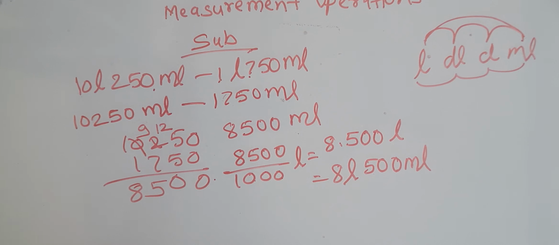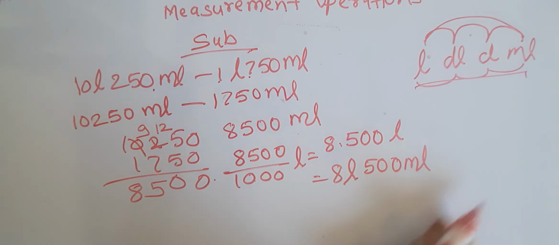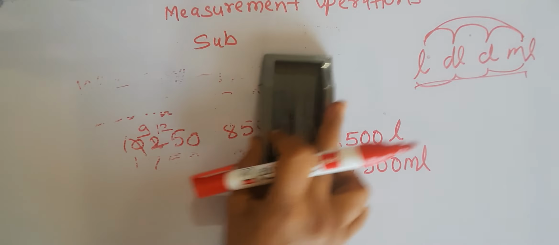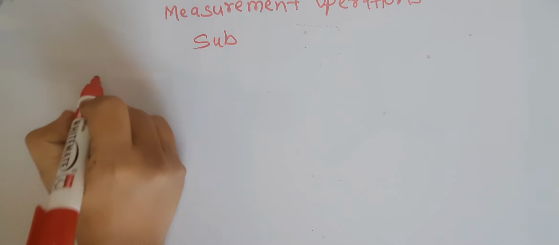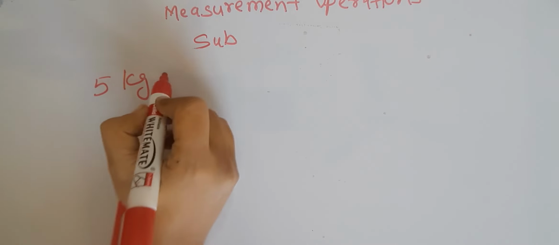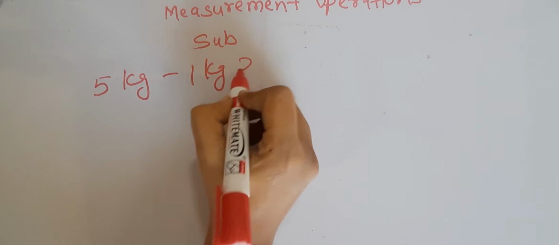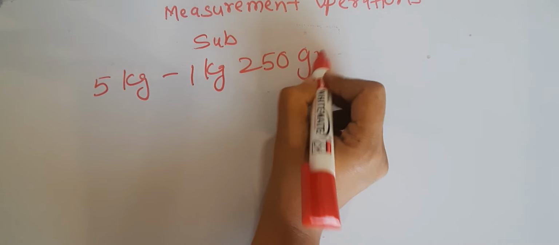Okay, keep the concept in mind, keep the steps in mind, how we have to do. First we have to convert it into a small unit, perform our operations, then convert it back into a proper unit. And how to do this with the help of this method, it's very simple. Let's take one example for mass also, for subtraction only. So if we have to subtract 5 kg minus 1 kg 250 gram.